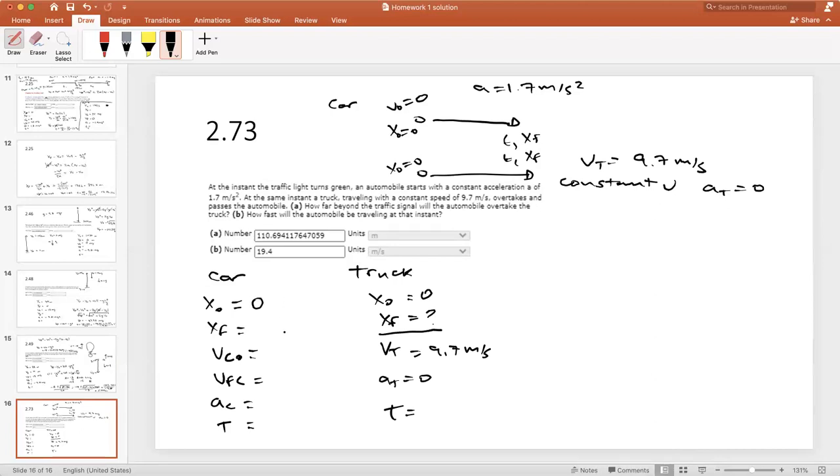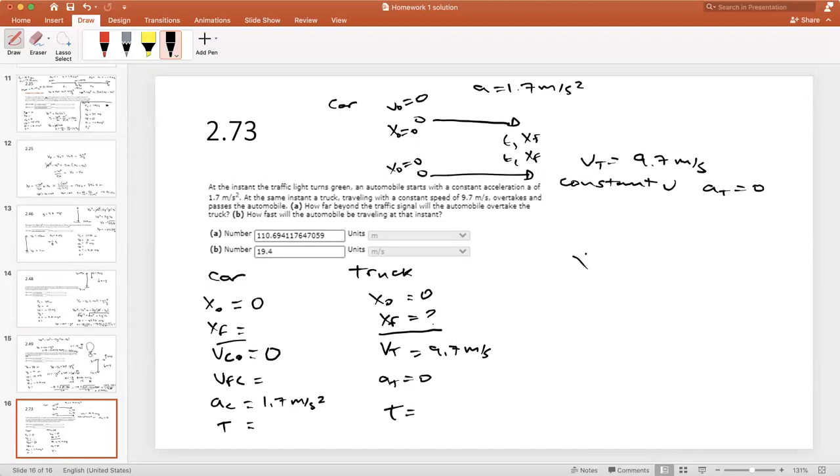X initial of the car is 0. X final, I don't know. I want that. V of the car from start is 0. It started at rest. V final, I don't know. A of the car is 1.7 meters per second squared. And T, I don't know. So you can think of doing this one of two ways, but I'm going to do it the first way.